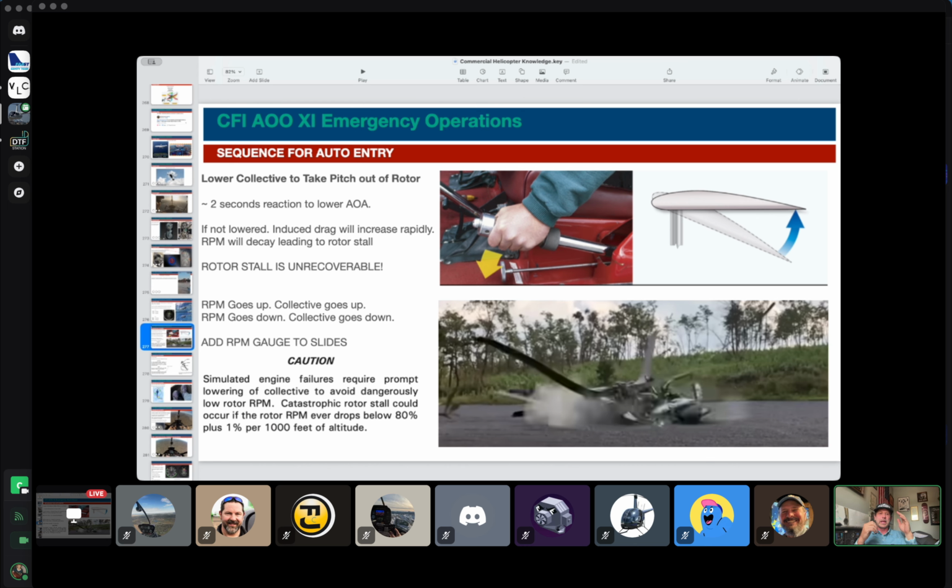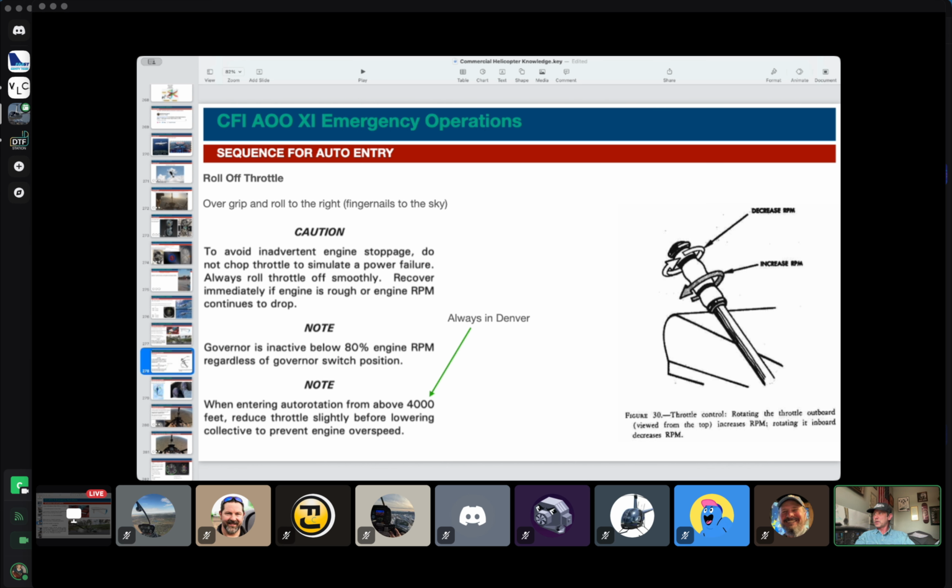So we're going to work on an entry that has a nice, stable rotor RPM. We don't want it to get too low. We also don't want it to get too high. We'll talk about that a little bit too.